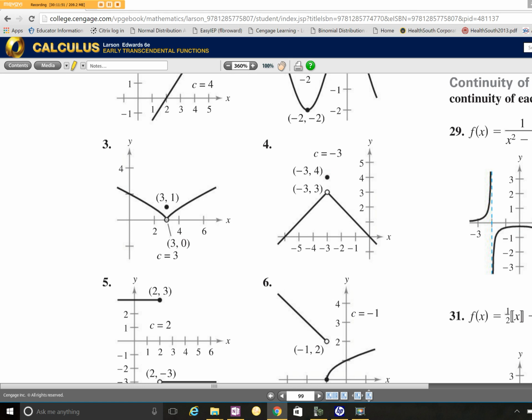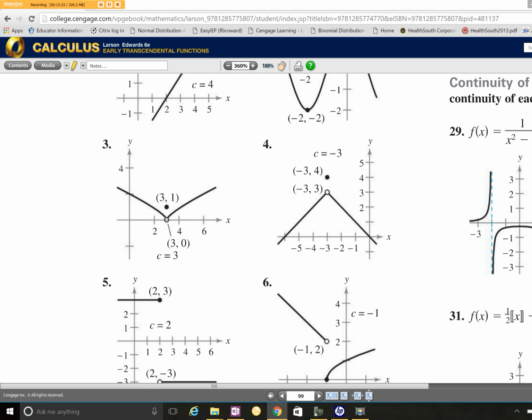Number 4. You can already see again the same pattern, the only difference is it's inverted. You can see that as this comes from the right, I'm reaching a limit here. So this is not continuous because it jumps up to another point. And same thing if I come from the left, I'm going up to the value of -3, where c is -3, and you can see that my value is 3. So again, this question you would answer the same way.